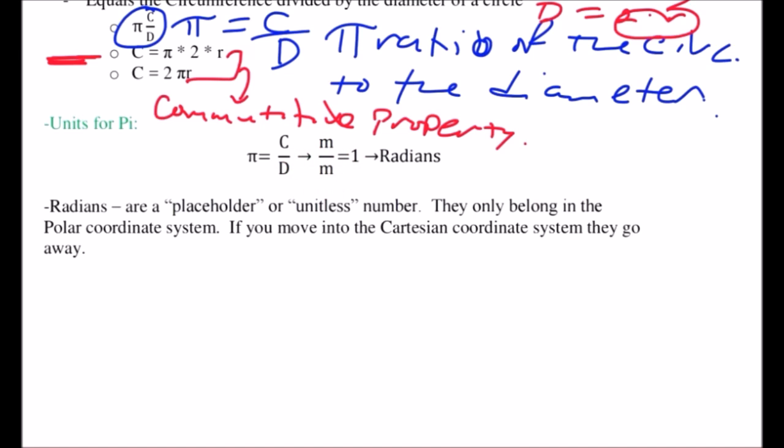And what's something divided by itself? 1. But it's not just 1 in this case. It's going to be 1 radian. So pi's units are radians. What are radians? Radians are what we call a placeholder or a unitless number. They only belong in the polar coordinate system. If you move out of the polar coordinate system and back into the Cartesian or standard coordinate system, then the radians go away. They have no place there. But if you're in the polar coordinate system, you must write radians. They are an actual unit that you have to have. If you don't write it, it's a naked number.